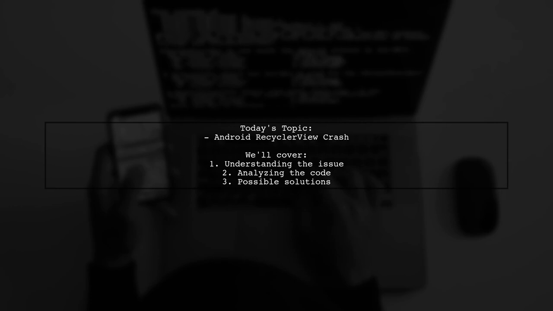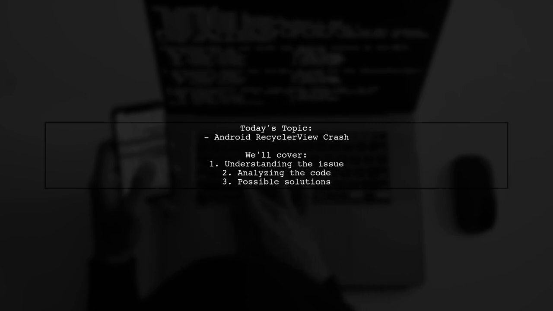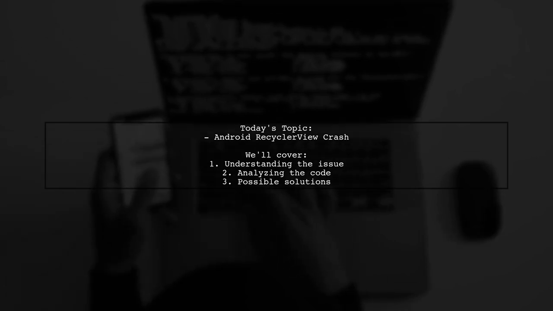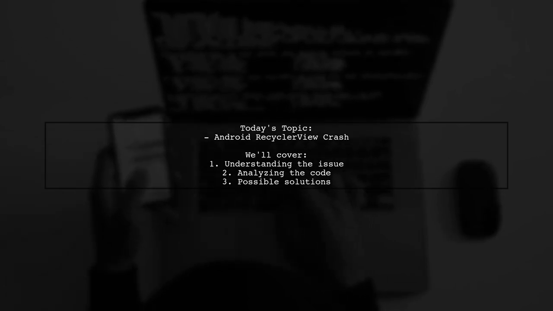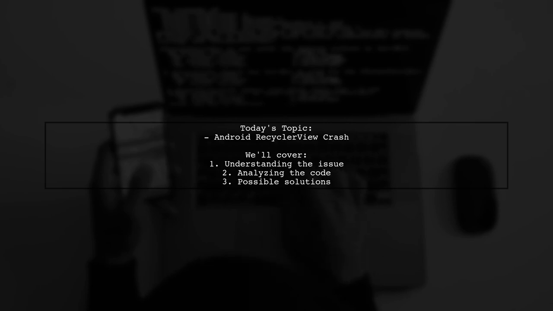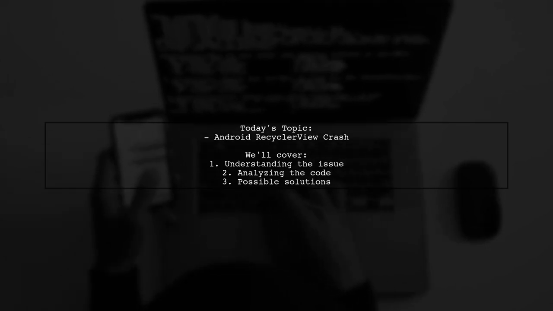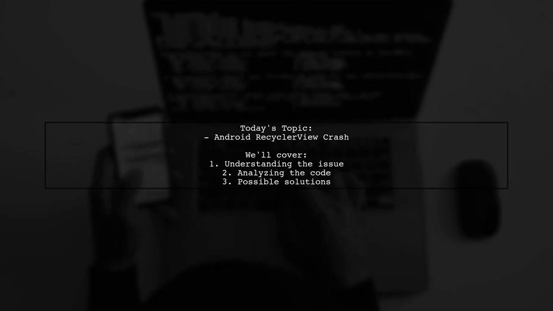Today, we're tackling a frustrating issue that many Android developers encounter. Our viewer is experiencing a crash in their app's recycler view, specifically an inconsistency detected with an invalid view holder position. Let's dive into the details of this problem and explore potential solutions together.